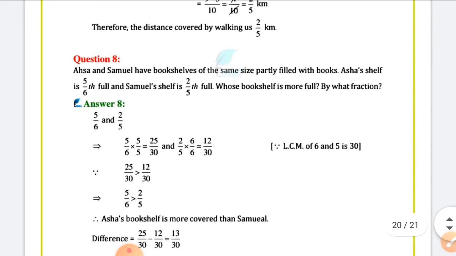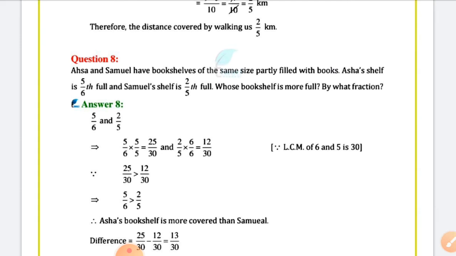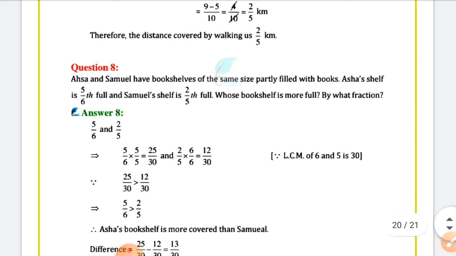Question number 8. Asha and Samuel have bookshelves of the same size, partly filled with books. So a book box is there. Asha's shelf is 5 by 6 full and Samuel's shelf is 2 by 5 full. Whose bookshelf is more full, and by what fraction? Actually here it's Asha, not Asa. Okay, this is the name.